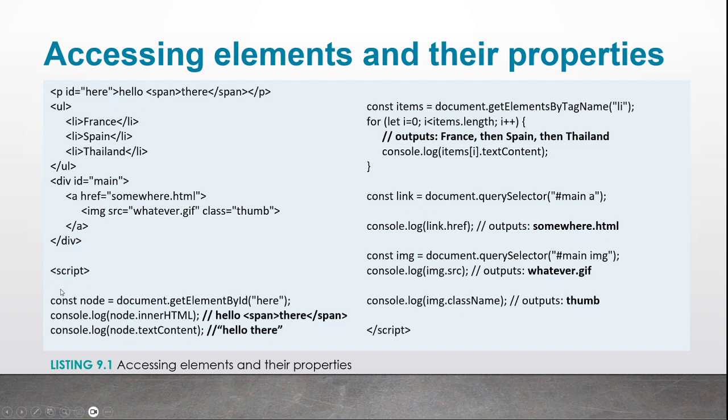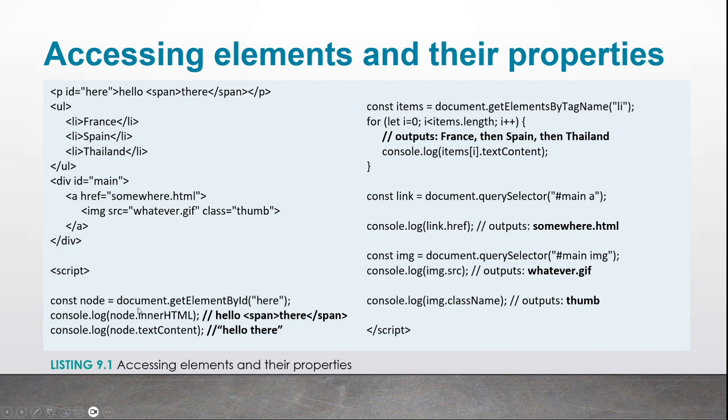So let's look over this. The first thing we're doing is creating a constant, a variable that's not going to change, and it's looking at that DOM document object and saying, hey, within that document, go grab the element that has the ID of here. So if we look up here, which element has the ID of here? Well, our p tag right up here, that first paragraph, has an ID of here.